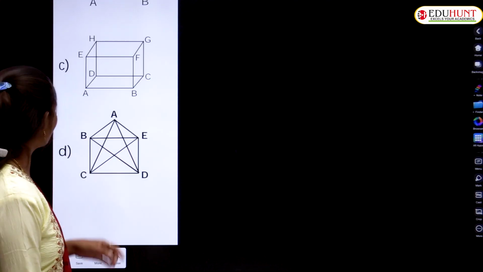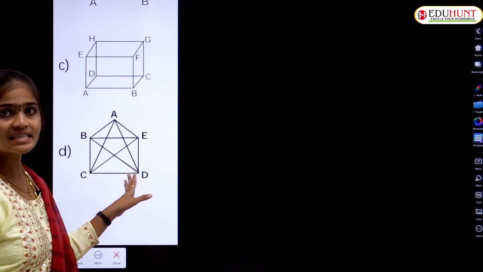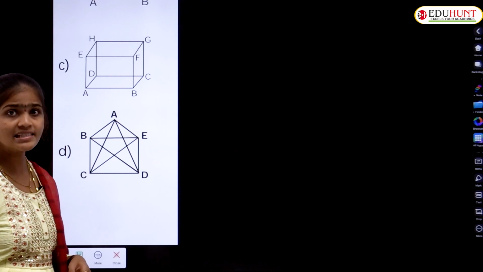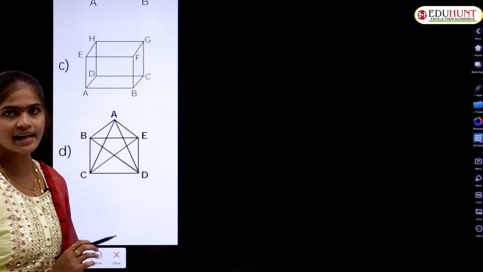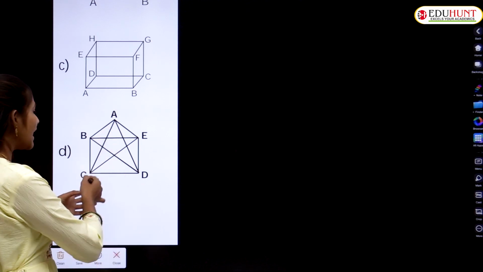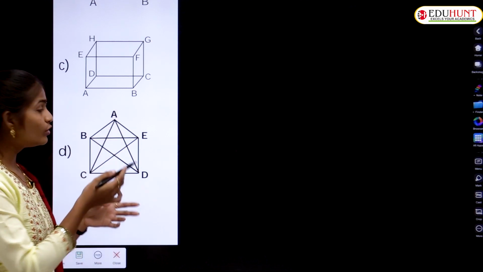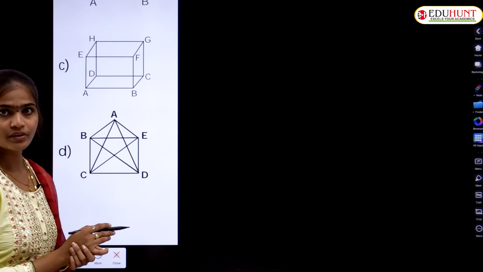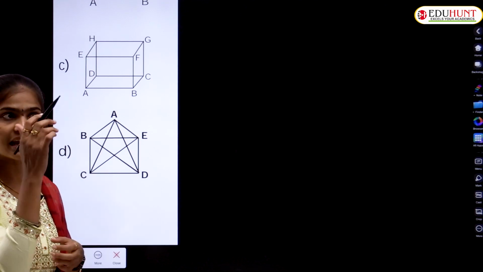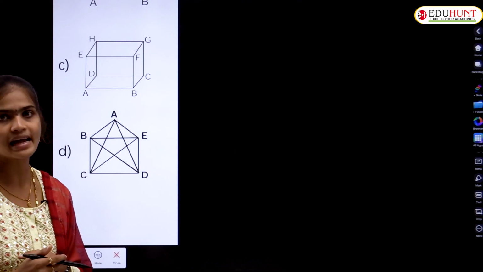Let us see the next one. Just observe this figure here. How many line segments does this have? Actually this figure has sides as well as diagonals also. Diagonal means what? Already we discussed now. If you join any two non-adjacent points, okay, non-adjacent points, then you will get a line segment, and we will call that one a diagonal.